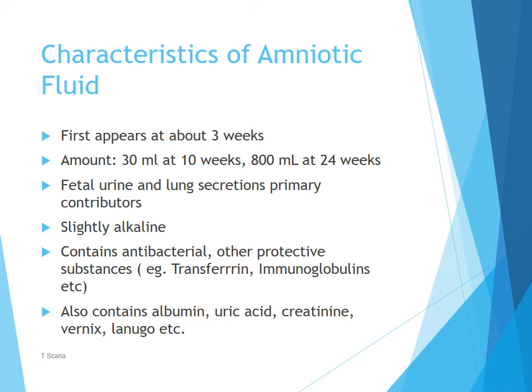What are the characteristics of amniotic fluid? Amniotic fluid first appears at about 3 weeks, and the amount is around 30 ml at 10 weeks and 800 ml at 24 weeks. Fetal urine and lung secretions are primary contributors of amniotic fluid, and it is slightly alkaline. It contains antibacterial and other protective substances such as transferrin and immunoglobulins. It also contains albumin, uric acid, creatinine, vernix caseosa, lanugo, etc.